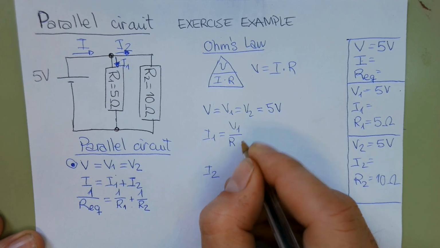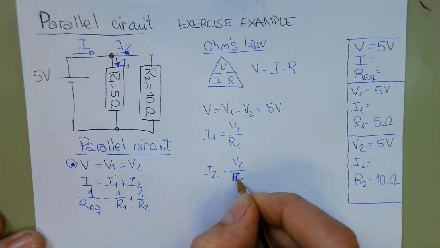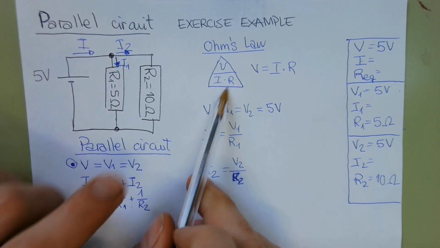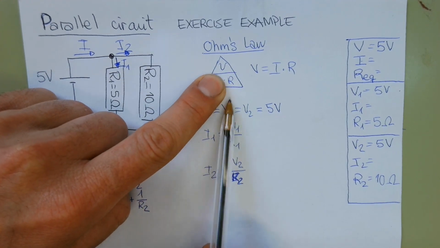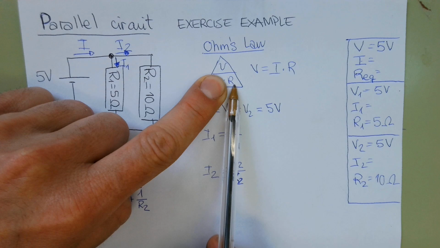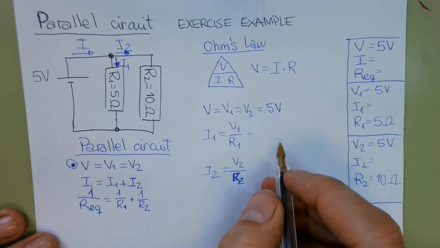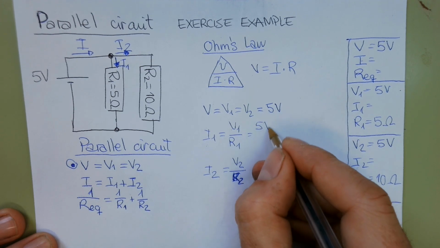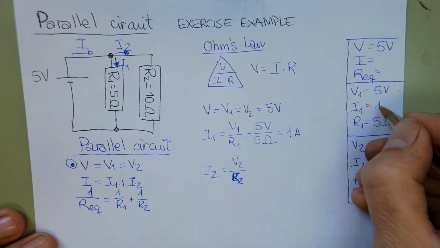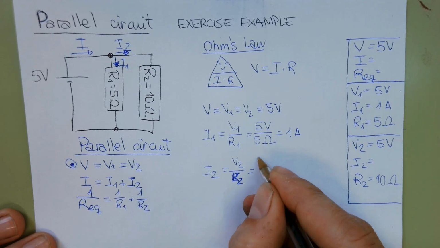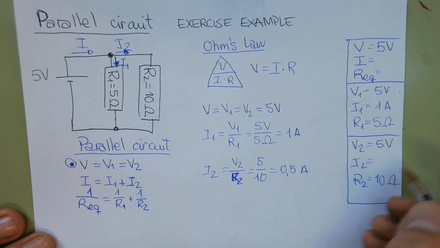Current is the voltage divided by resistance, voltage divided by resistance. Why voltage divided by resistance? Because if you use the triangle, if I want to work out the current, I hide the current and I get voltage divided by resistance. So in this case, for number 1, I have to use number 1, 5 volts divided by 5 ohms. So this is 1 amp, 1 ampere, and 5 volts divided by 10 ohms, 0.5 amperes.